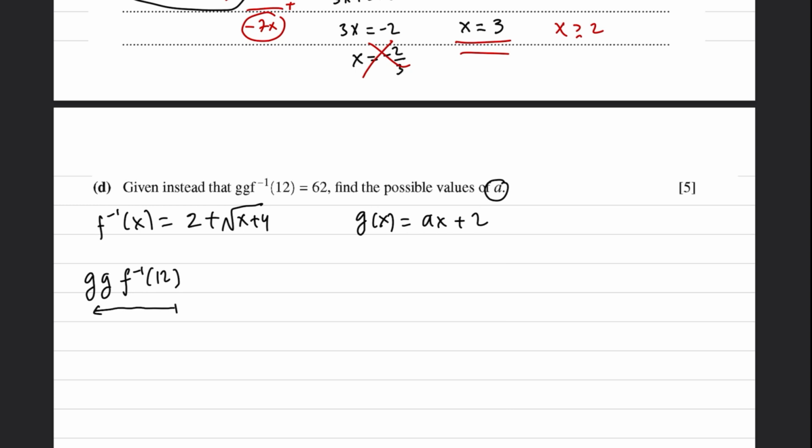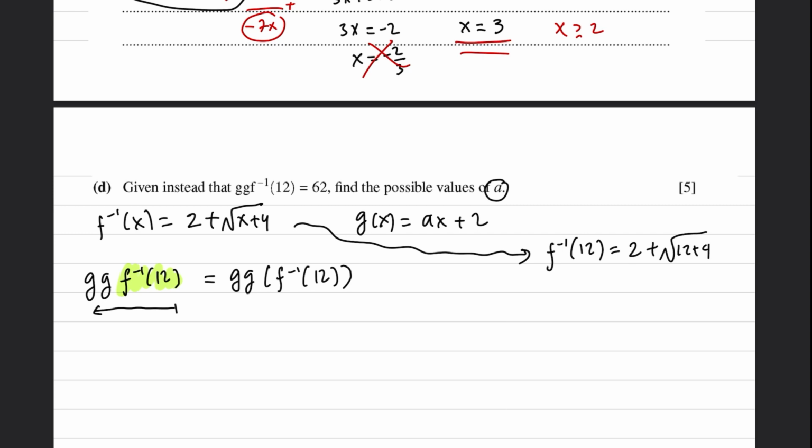So that means we solve for f inverse 12 first, because g(g(f inverse 12)) equals g(g in the bracket f inverse 12). And we know that f inverse is 2 plus square root of x plus 4, right? So we can find f inverse 12, just substitute the 12. And then you will get 2 plus square root of 16, which is 2 plus 4, which is 6. So f inverse 12 is 6, and that equals 62 here.